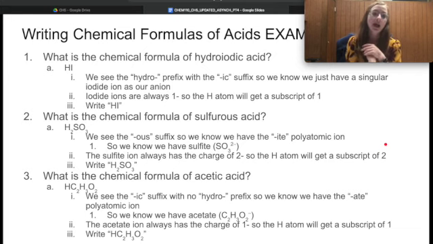So we see the ic suffix, we see no hydro prefix, which means we have the ATE ending. So we have acetate. The acetate ion always has a charge of -1, so I only need one H atom. So I have HC2H3O2. So that is acetic acid.